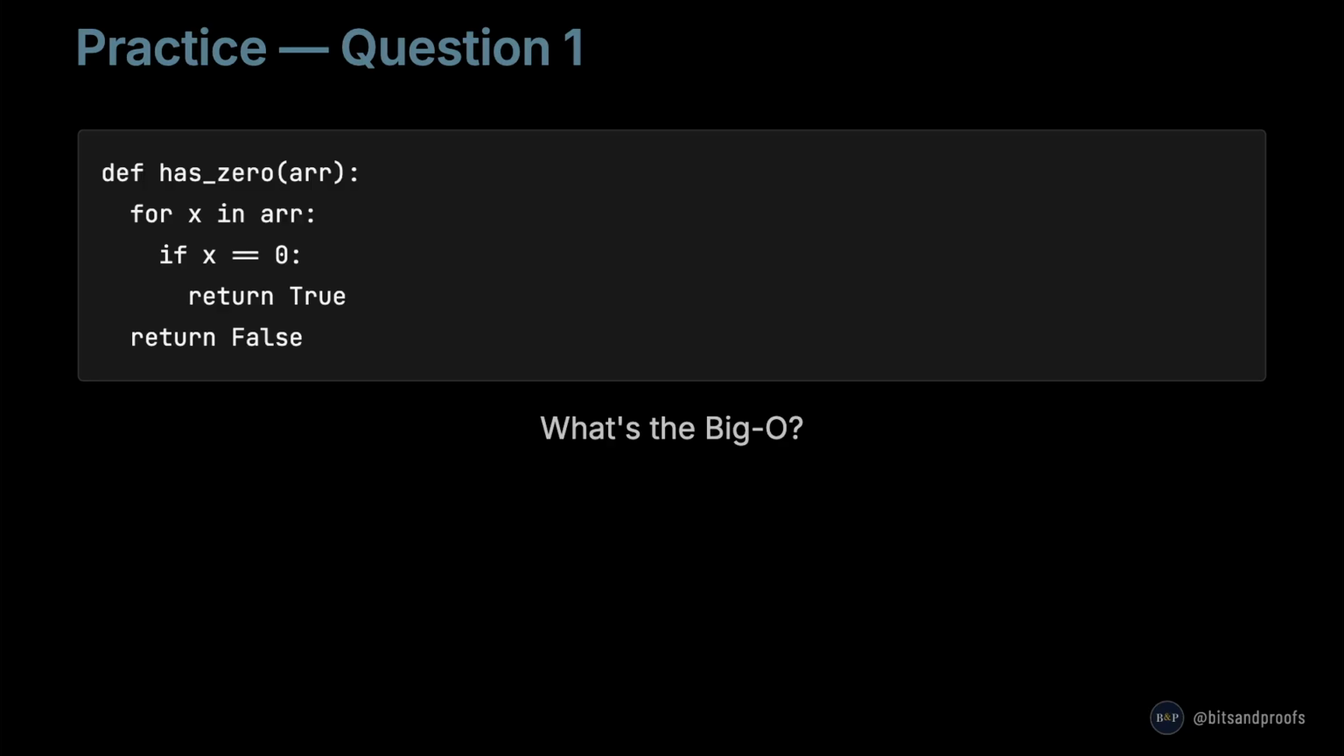Practice question 1. Read this code. Has0(r), a for loop over r. If we find a 0, return true. After the loop, return false. What's the big O? Pause the video right now and think about it for 10 seconds. Don't just guess, work through the logic.